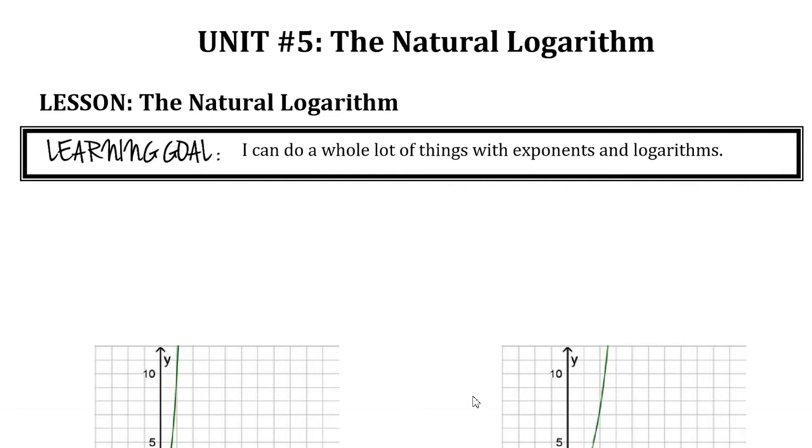We need to learn about a sort of special area of logarithms that we don't talk about in MHF. And like I said, it's pretty special. So we're going to talk about that today, introducing this one new idea. And you can see our learning goal is, I guess, kind of silly, but I can do a whole lot of things with exponents and logarithms.